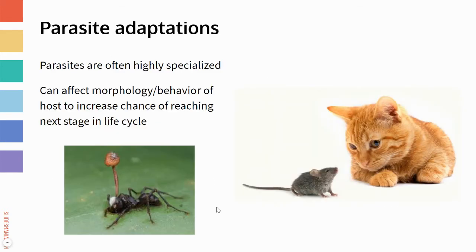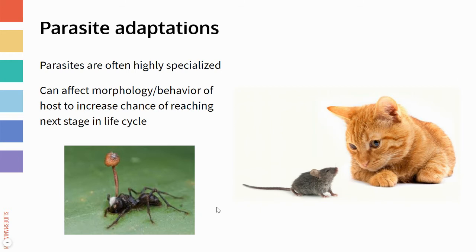And then finally, parasites, which I think are the coolest one. So parasites are often highly, highly specialized to their host. And with a parasite's life cycle, a lot of times they'll need to go from one organism or one place in an ecosystem to another as part of their life cycle.